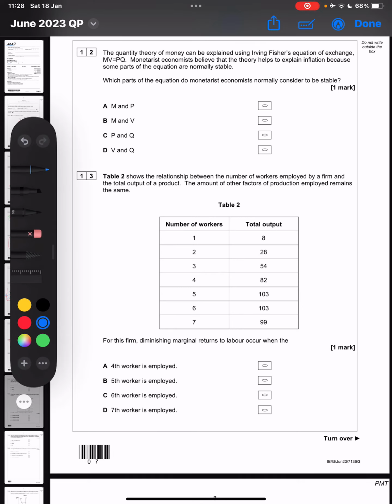Next one, we have question 12. We have MV equals PQ.